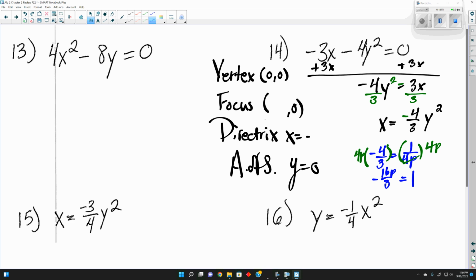Now at this point here, we can multiply both sides by negative 3/16, or we can divide both sides by negative 16/3. Either one works. And if we multiply by negative 3/16 or divide both sides by negative 16/3, we get that p is negative 3/16. And we can plug it back in, and we get this here, and it should match up to the answer keys.